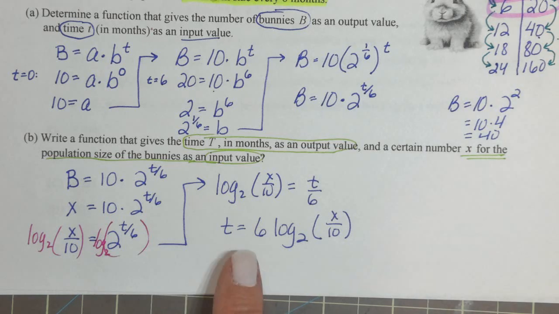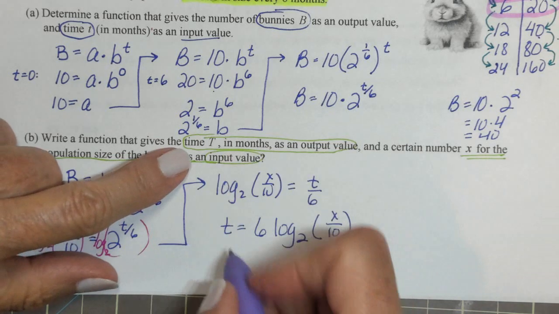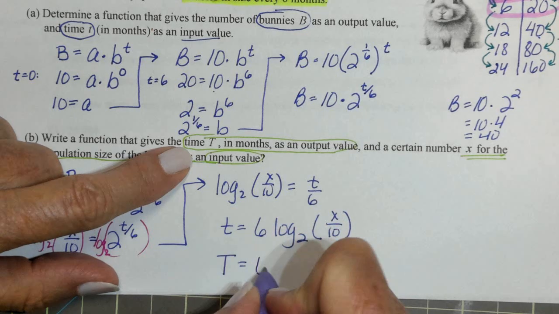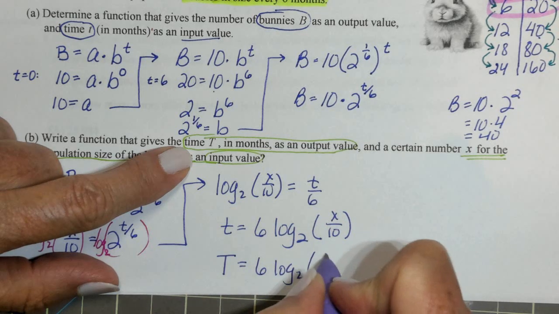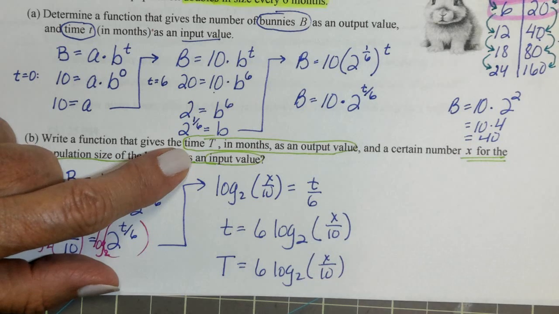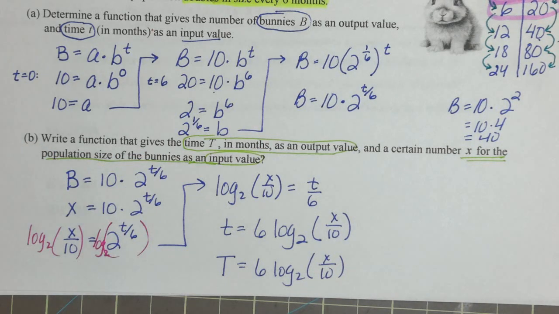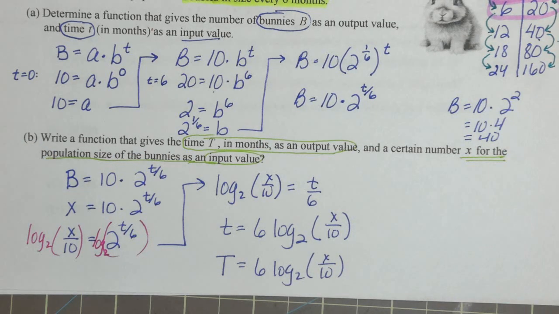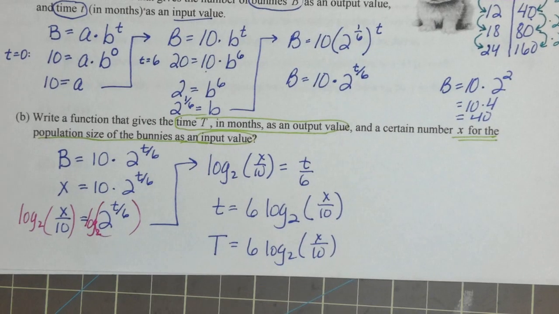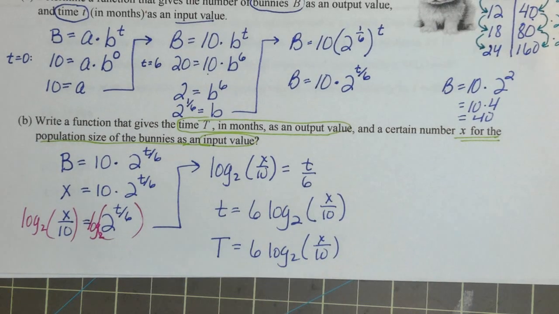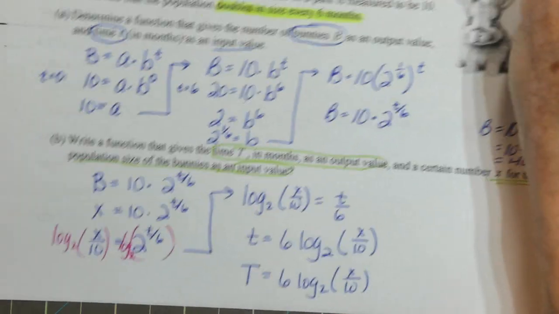Now I have time, which they tell me to say is a capital T, so I guess I can do that. Time as the output value and the population as the input value. So if they told me what the population was, I could find the time using that equation. Okay, let's do another one.